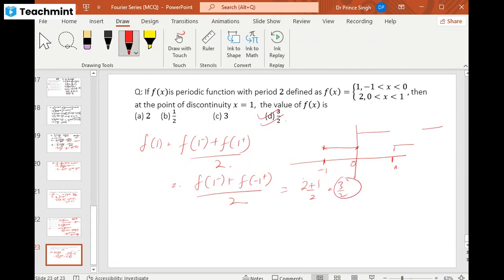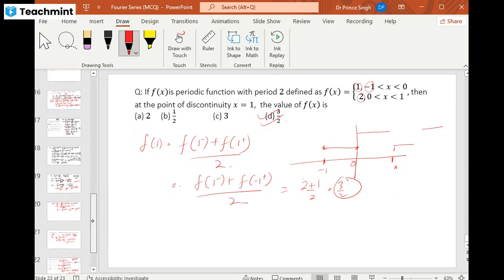Because your function is periodic, if we want to find out the value at the end point, at this particular point, its value is the right neighborhood of minus 1, that is this, and the left neighborhood of 1, that is this. So this is how we can calculate the value at the end point.